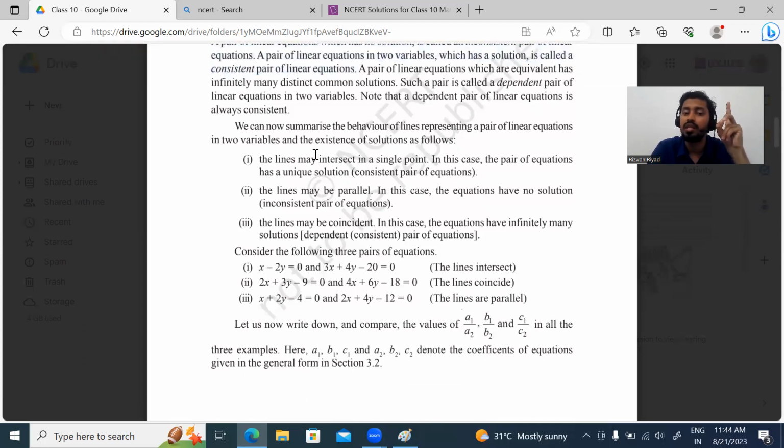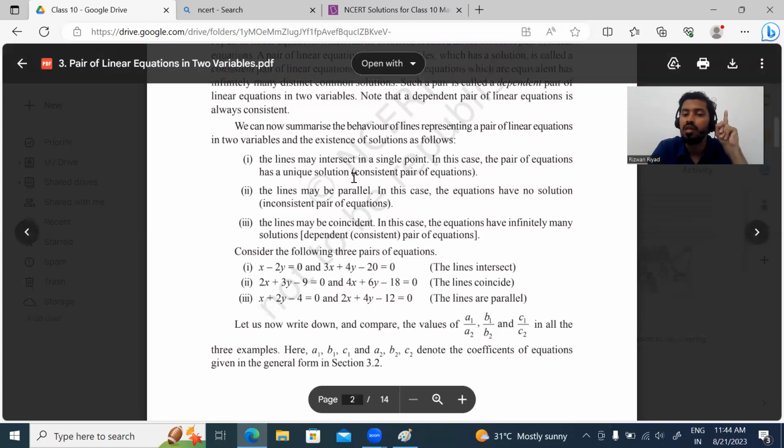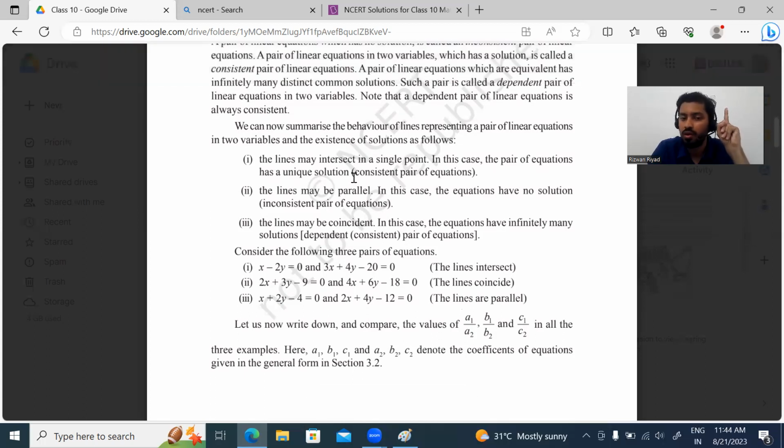What is the first possibility? The lines may intersect at a single point, at one point. If the lines are intersecting at one point, in this case the pair of linear equations has a unique solution, or one solution. That point of contact is the solution. Anyway, there is a solution, right? So at least one solution is there, so it's consistent. We explained about consistent. If there is at least one solution, it is consistent. So this is one possibility. I hope it's clear for you.